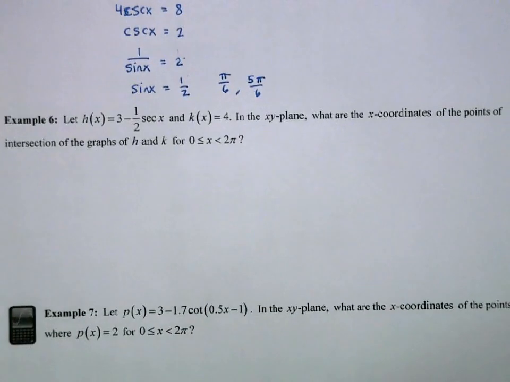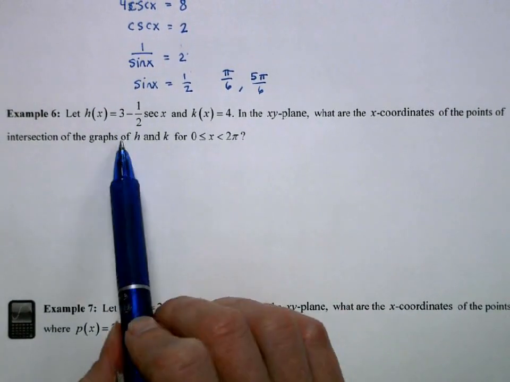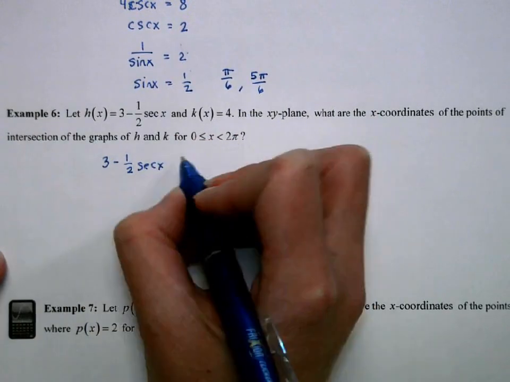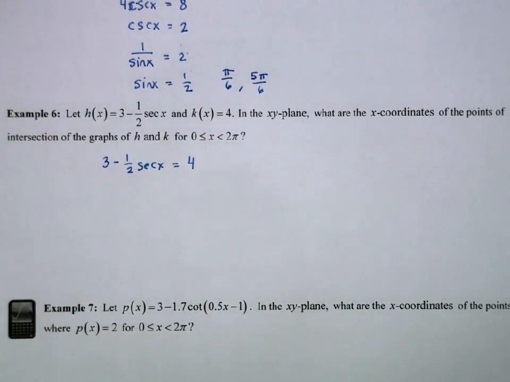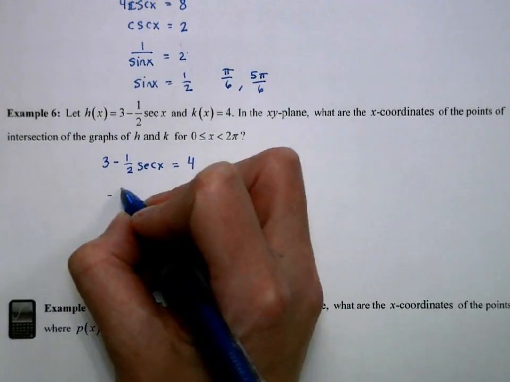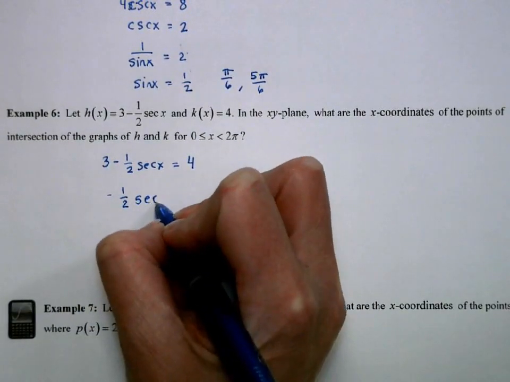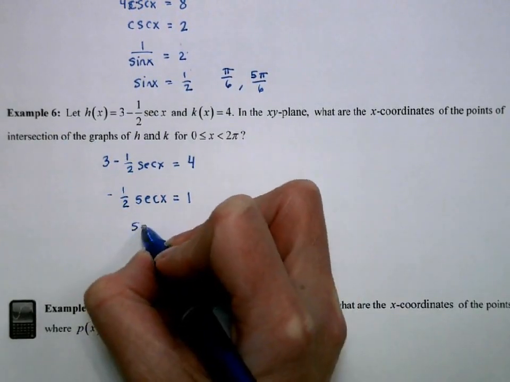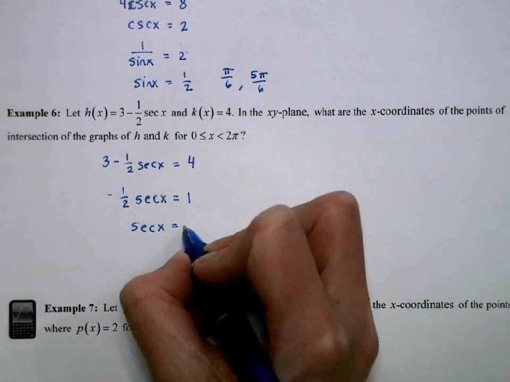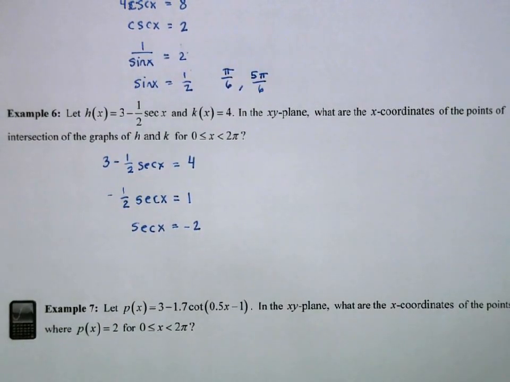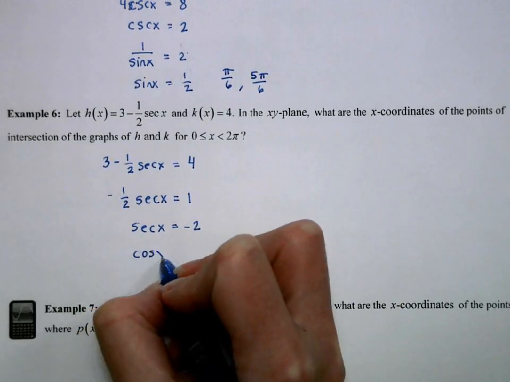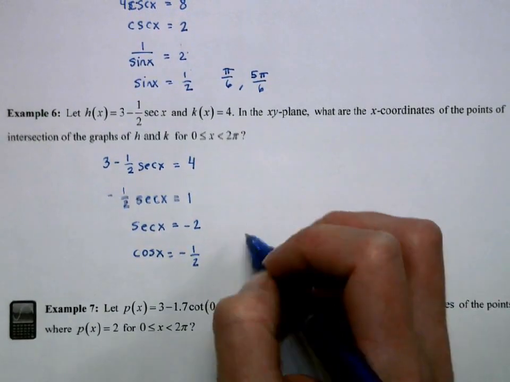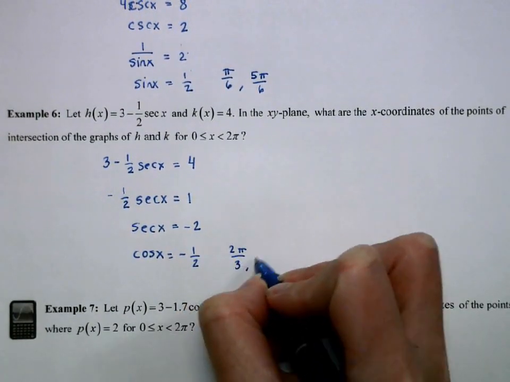Similar question here. Our two equations are 3 minus 1/2 secant x equals 4. We'll do our algebra. Then I'll multiply by a -2. So if secant is equal to -2, we're solving for when cosine equals -1/2. So that's where our x values are -1/2, which is going to be at 2 pi over 3 and 4 pi over 3.